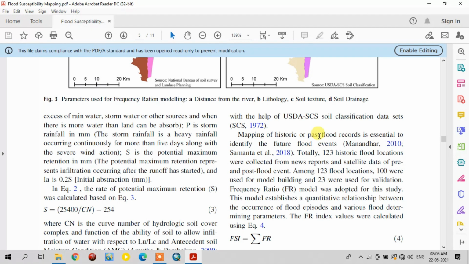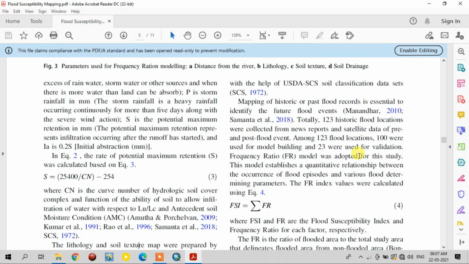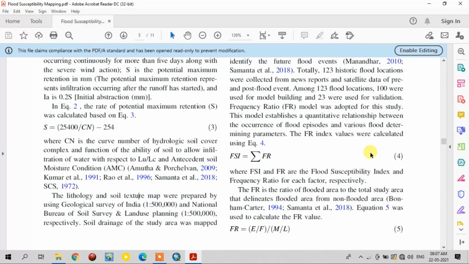And a mapping of historical and past flood records is essential to identify future flood events. So already I told, the past flood locations are more important for present flood location identification. So in this study we have taken 123 historic flood locations. Among the 123 flood locations, 100 were used for model building analysis and 23 for validation purposes.